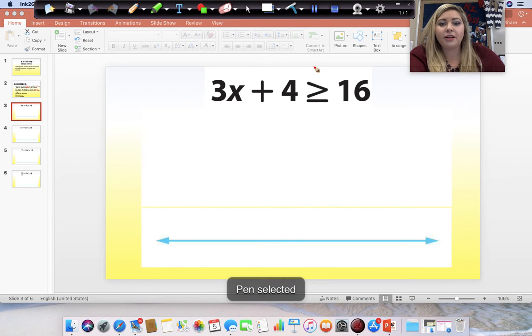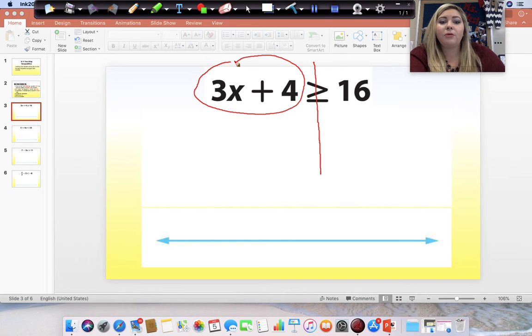I'm going to draw my line straight down from the inequality sign just like we do when we're solving a two-step equation. We have to work on the side with the variable. So I'm going to circle the side with the variable, but I'm going to underline the number without the variable because that's the number we're working with first. It says that we need to add 4, so to solve it, we have to do the opposite. So we are going to subtract 4 from both sides.